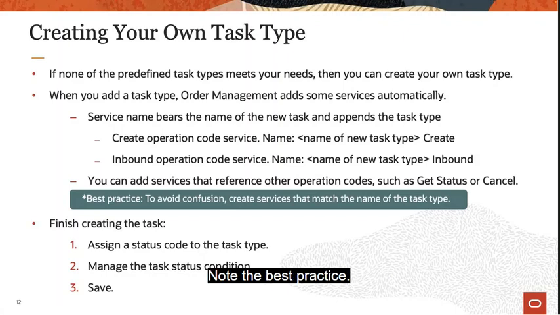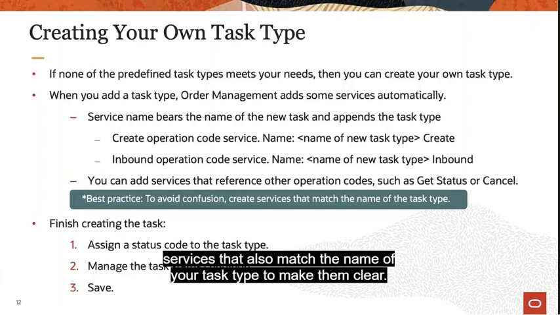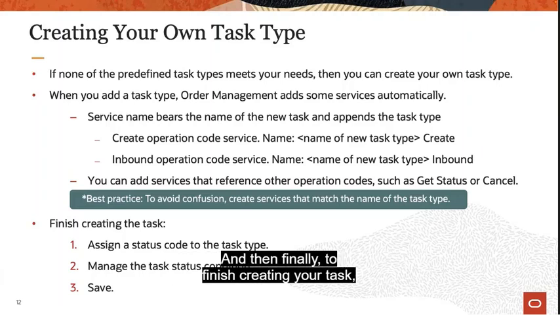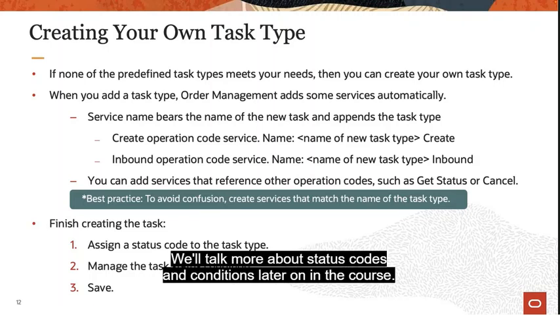To avoid confusion, you'll want to create services that also match the name of your task type to make them clear. And then finally, to finish creating your task, you'll need to assign a status code to that task type, go into your settings to manage the status conditions, and then save your work. We'll talk more about status codes and conditions later on in the course.